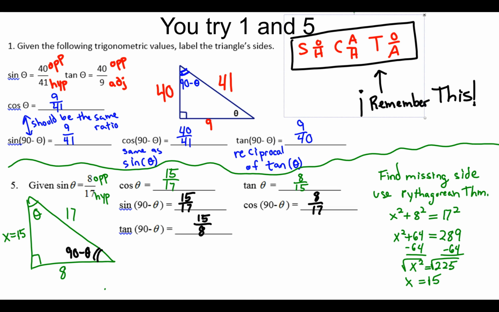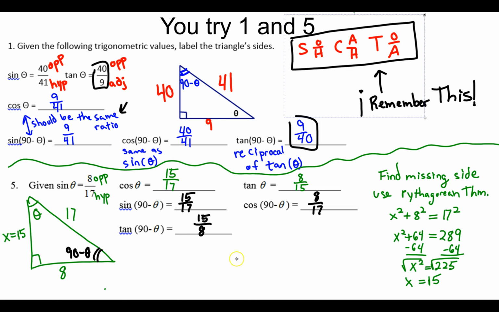All right, guys, so here's what we got for number 1 and number 5. If you want to check your work there, take a look. I got some notes in here like, those two should be the same ratio because the cosine of one angle is equal to the sine of the other angle. Same thing for cosine of 90 minus theta. That should be the same as the sine of the other angle theta. And remember, your tangents are just reciprocals of each other. So the original one was 40 over 9. So 90 minus theta should be 9 over 40.